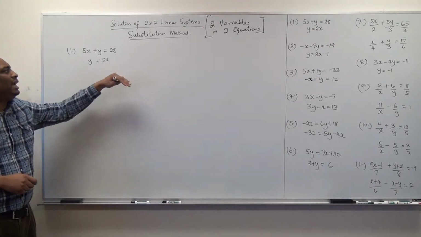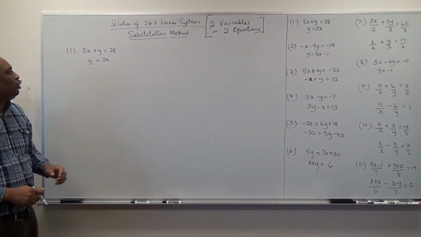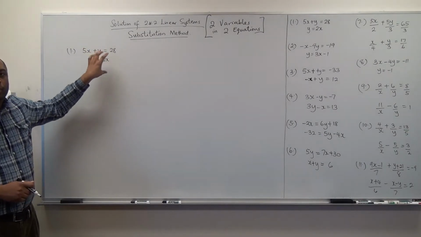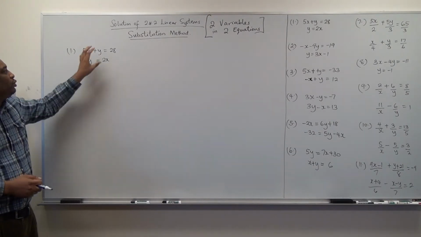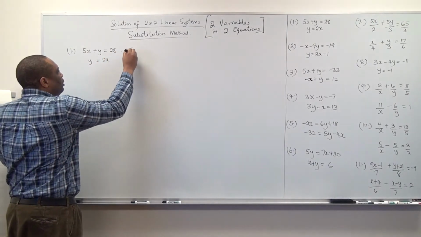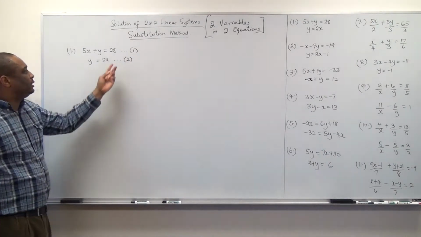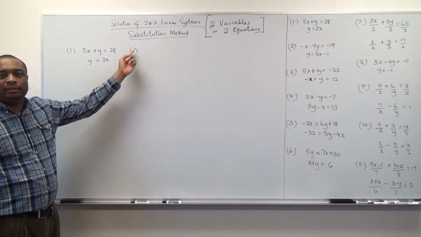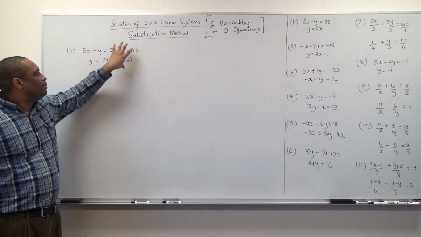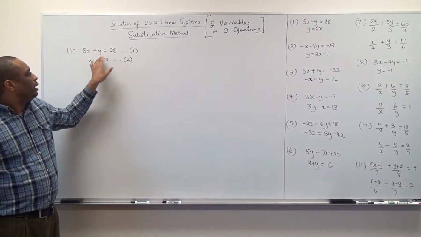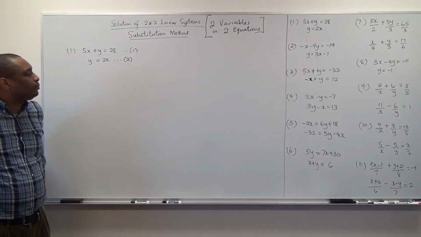In solving linear systems using the substitution method, there are two equations. There are two variables. The two variables are x and y. The two equations, we call this equation 1 and this is equation 2. I'm using ellipsis to write it and just parentheses. Equation 1 and equation 2. So anytime you see me write it this way, what I mean is this is equation 1 and this is equation 2.